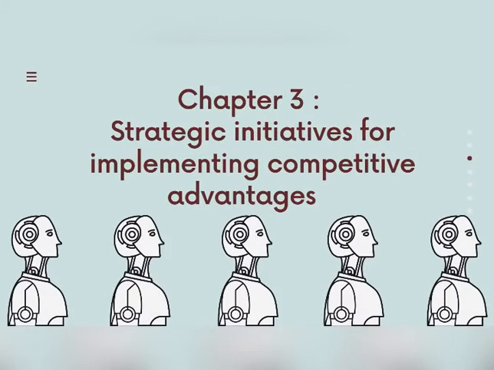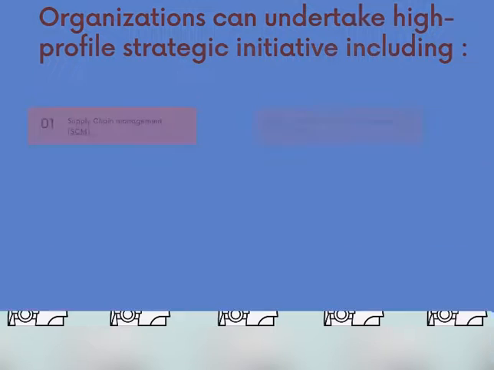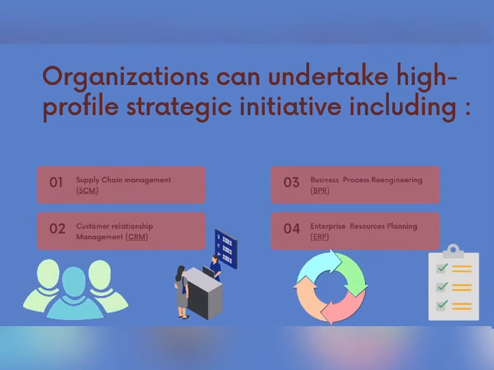Next is Chapter 3, Strategic Initiative for Implementing Competitive Advantages. Organizations can undertake high-profile strategic initiatives including supply chain management, customer relationship management, business process re-engineering, and enterprise resource planning.